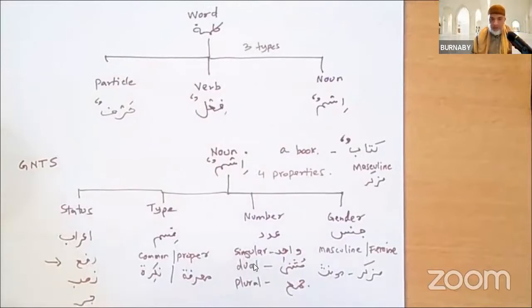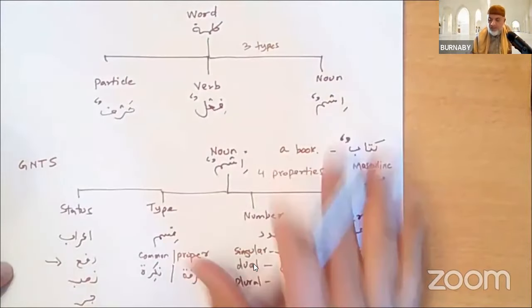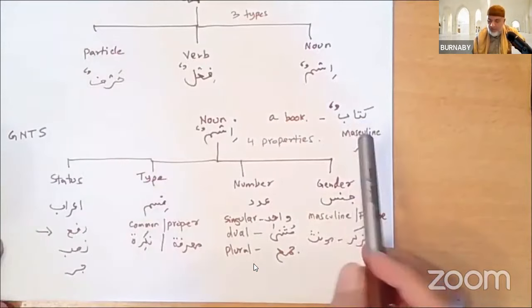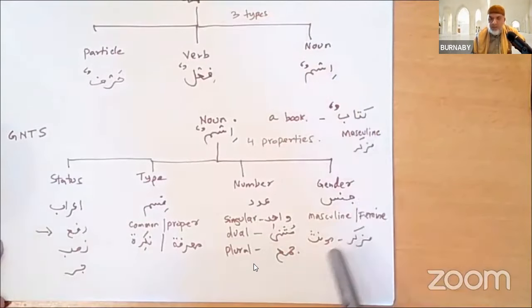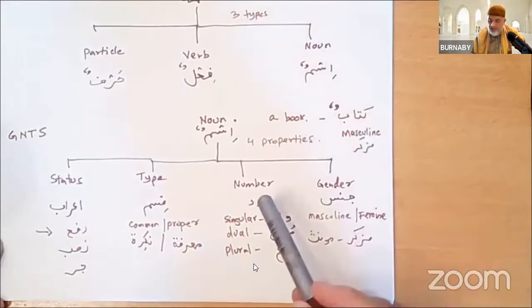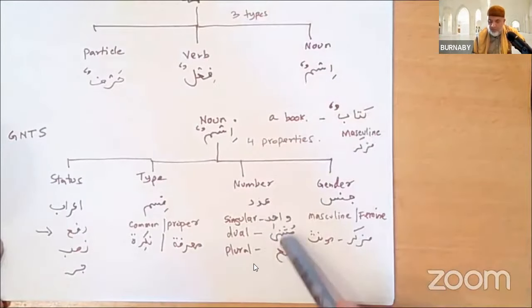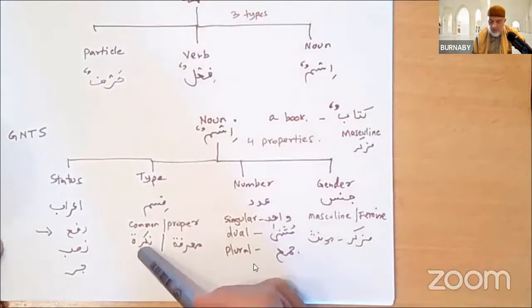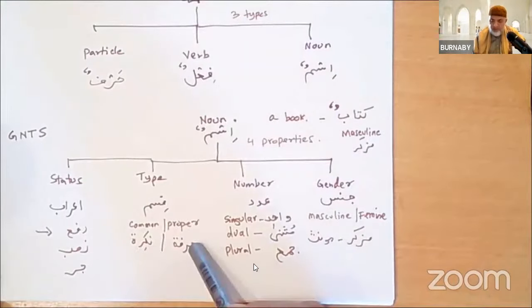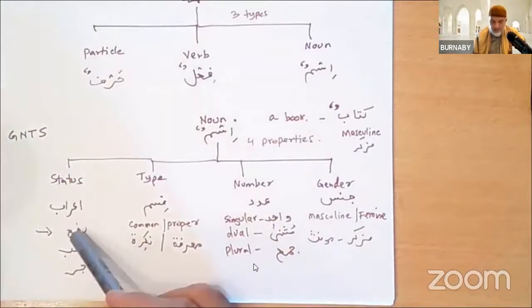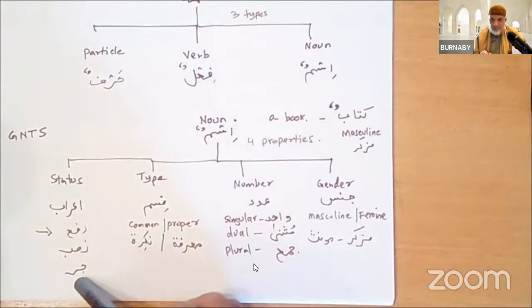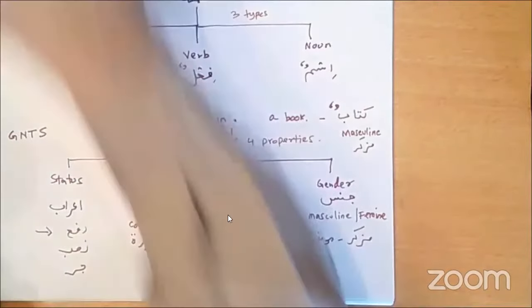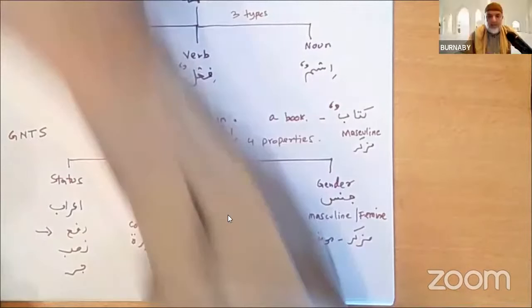So if this is clear, anytime we are going to look at a noun, we want to think about four things right away: whether it's male or female, whether it's singular, dual, or plural, whether it's common or proper, and what is the status? Is it a rafa, is it a nasab, or is it a jar? Agree? Yes. Okay.